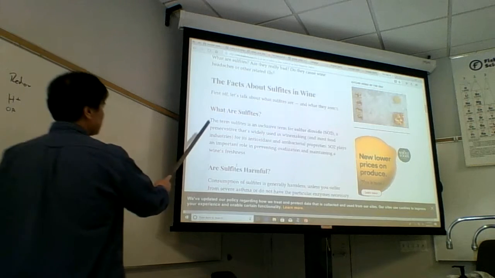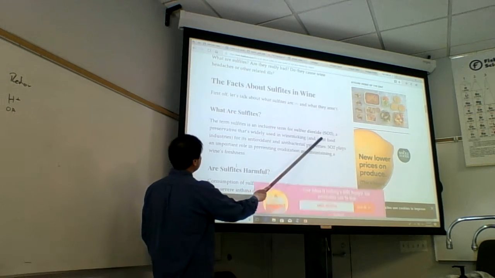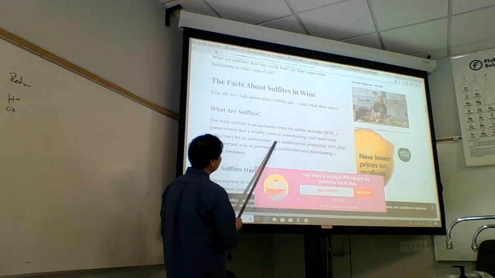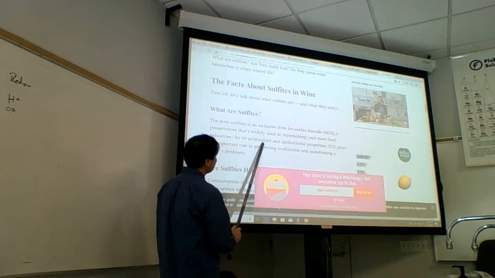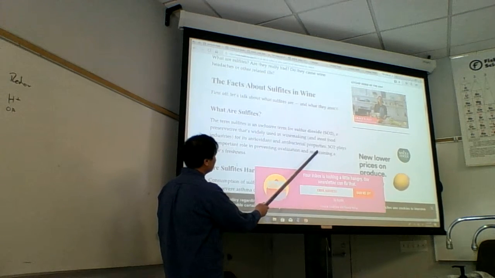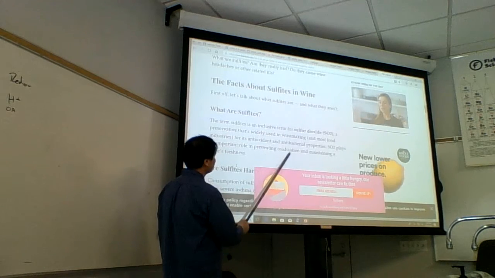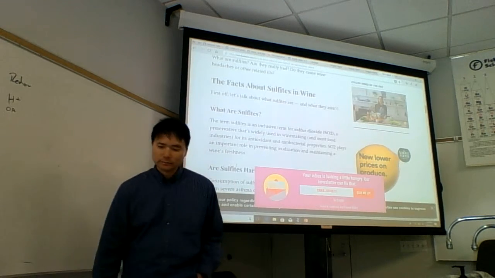What are sulfites? The term sulfites is an inclusive term for sulfur dioxide, a preservative that's used in winemaking. For its antioxidant and antibacterial properties, SO2 plays an important role in preventing oxidation and maintaining a wine's freshness.